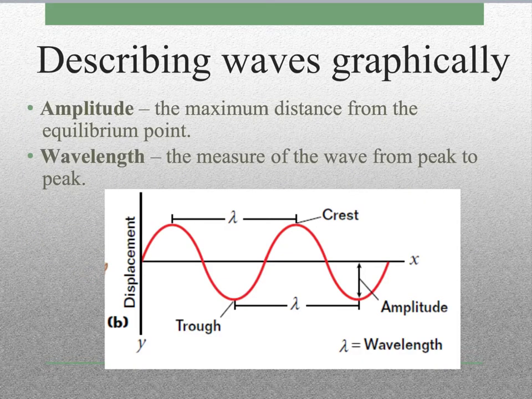Here we have a transverse wave. These two lowest points are called the trough, and these two highest points are called the crest. The distance from the equilibrium point to the crest or the trough, they should be the same, is your amplitude. The distance from trough to trough or crest to crest, and sometimes this is called the peak instead of the crest, so there are two words for that, is the wavelength.